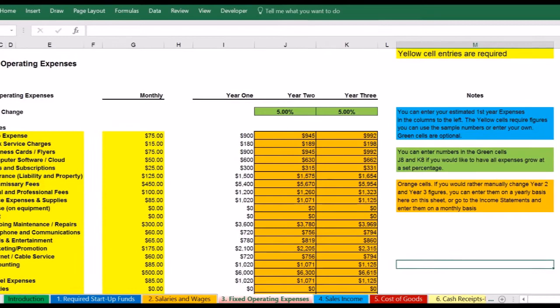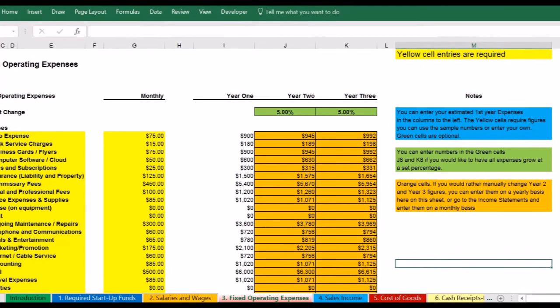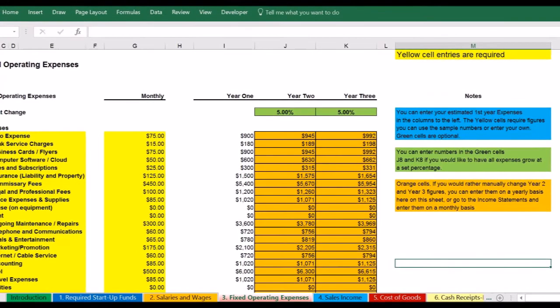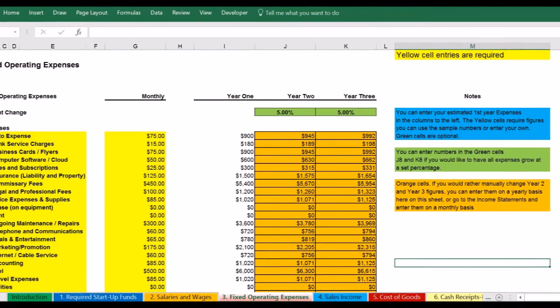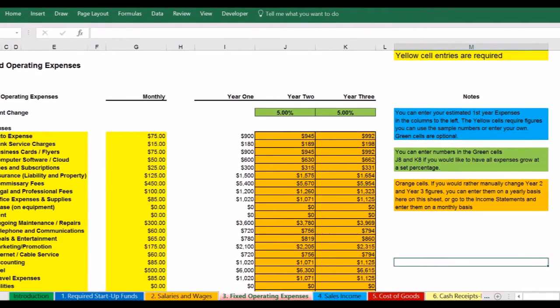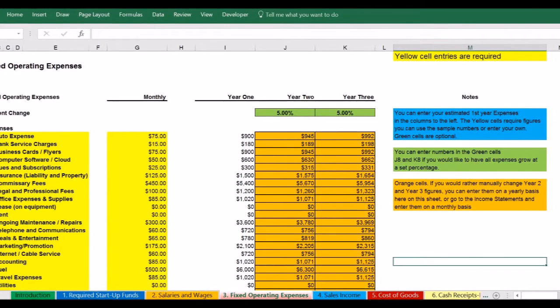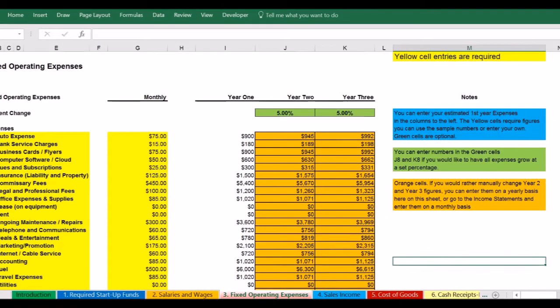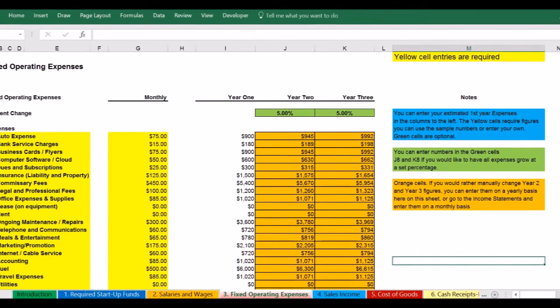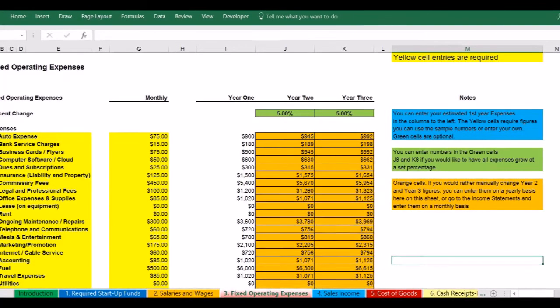Moving to the right of the worksheet, there is a column of yellow cells. Column G, where you will enter the monthly expense estimate for each line item for the first year of projections. 2 green cells are on the worksheet, which allow you to make a quick calculation of fixed expenses for the second and third year of projections.